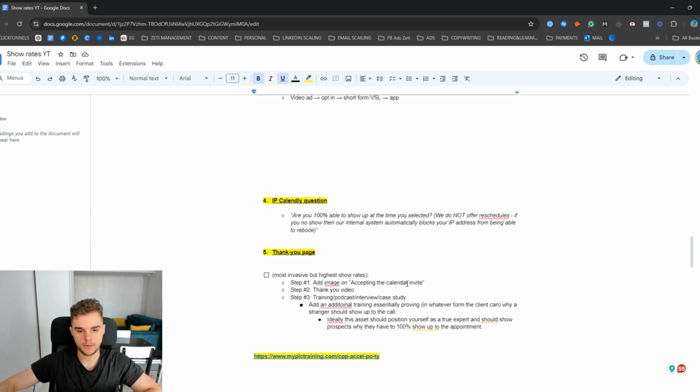Essentially, step one, you want to add an image showing them how to accept the calendar invite, and I'm going to show you an example in just a minute. Step two, you want to add a short thank you video, around 3 minutes. It doesn't have to be too long. The third step is to add a training podcast, interview, or case study, a longer form resource which is going to prep them for the call. This asset should position you as a true expert and show prospects that they have to 100% show up to the appointment, because it's something really valuable.